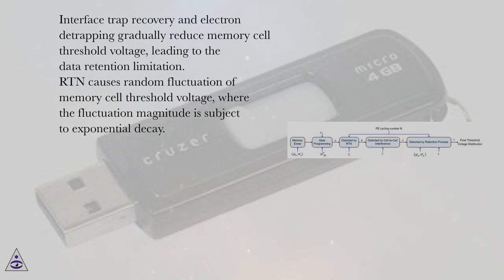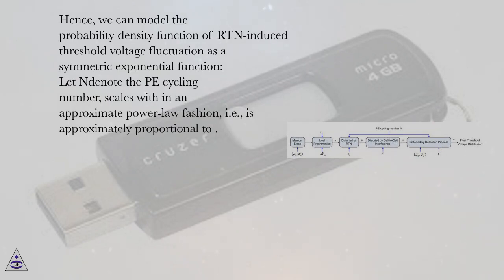Interface trap recovery and electron detrapping gradually reduce memory cell threshold voltage, leading to the data retention limitation. RTN causes random fluctuation of memory cell threshold voltage, where the fluctuation magnitude is subject to exponential decay. Hence, we can model the probability density function of RTN-induced threshold voltage fluctuation as a symmetric exponential function.